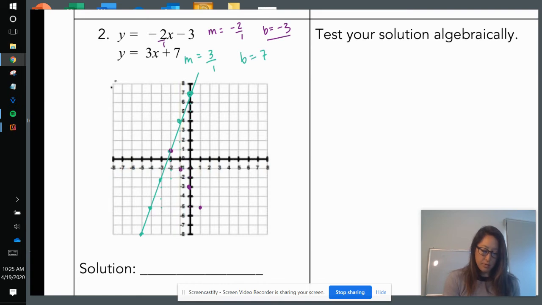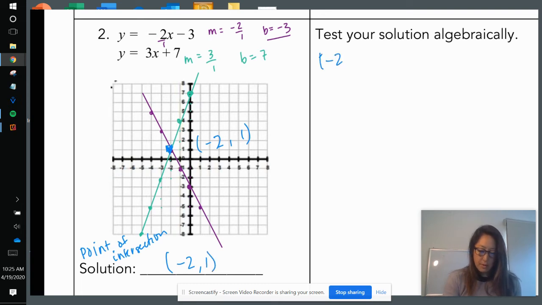Up 2 to the left 1. All right, I'm going to go ahead and graph in my line to the best of my ability. Where you look for the point of intersection, which I can see is right here at -2, 1. So my point of intersection or solution is -2, 1.